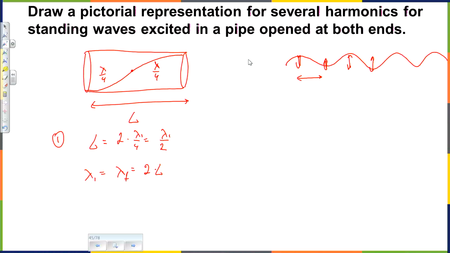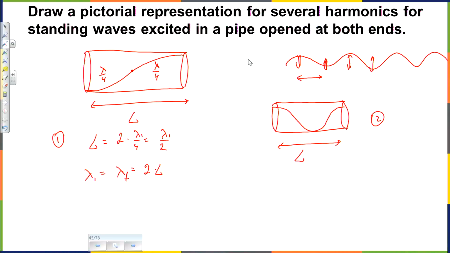What would be the next possible mode? Well, the next possible mode for the same tube open on both ends should have, again, two open ends with antinodes, but it also might have an additional antinode inside. So this picture represents the next possible mode, the second mode.